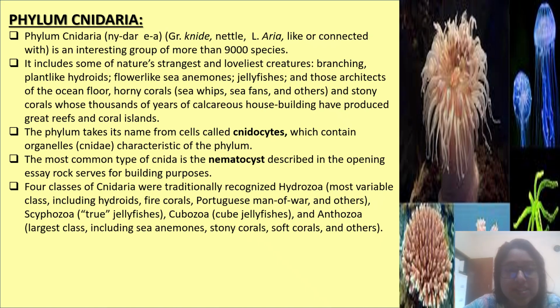The phylum takes its name from cells called cnidocytes, which contain organelles called cnidae, characteristic of the phylum. The most common type of cnida is the nematocyst. Four classes of Cnidaria were traditionally recognized: Hydrozoa, the most variable class, including hydroids, fire corals, Portuguese man of war and others; Scyphozoa, the true jellyfishes; Cubozoa, the cube jellyfishes; and Anthozoa, the largest class, including sea anemones, stony corals, soft corals and others.